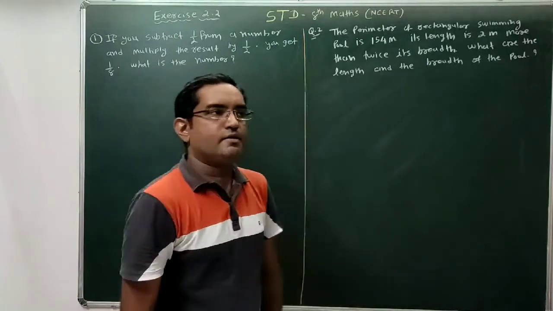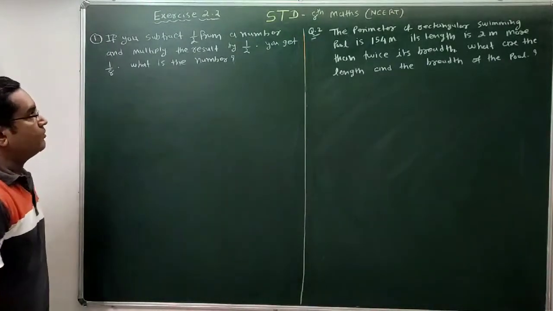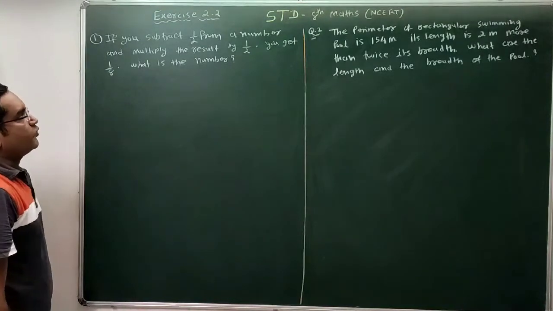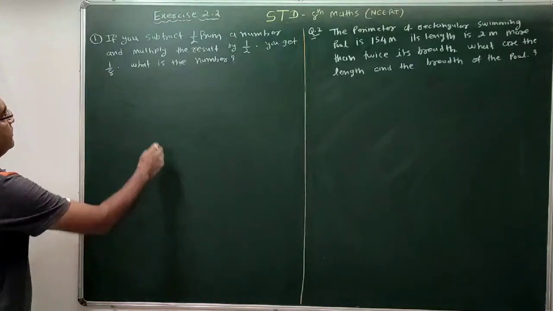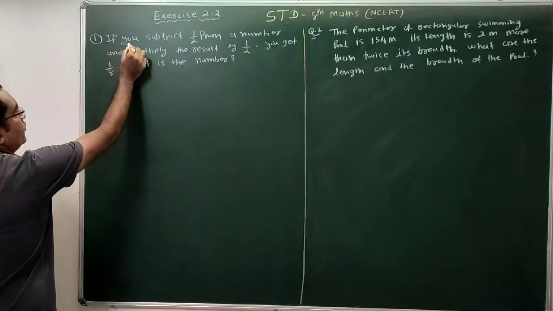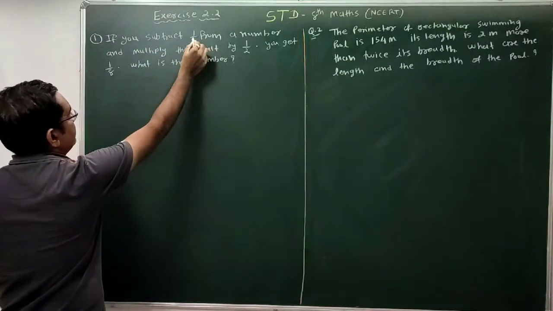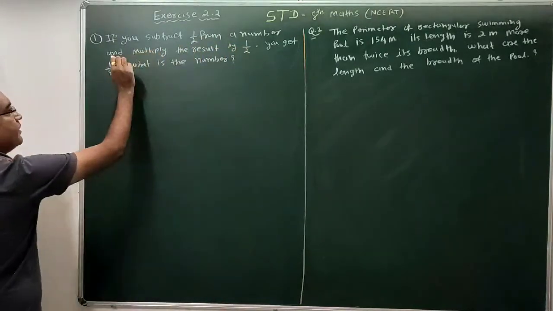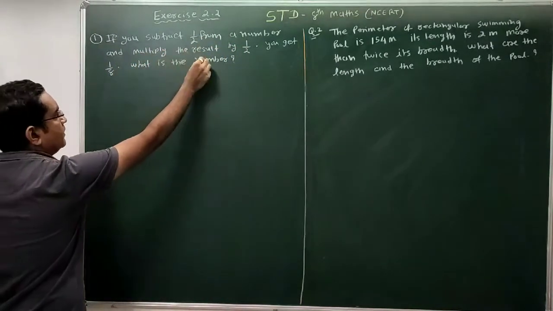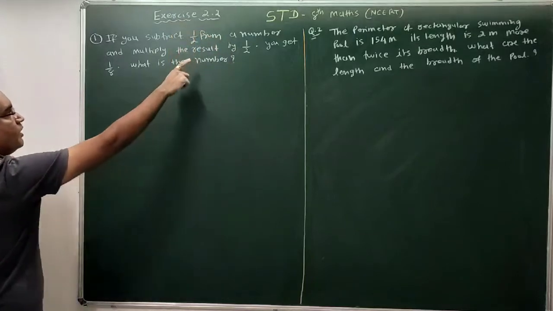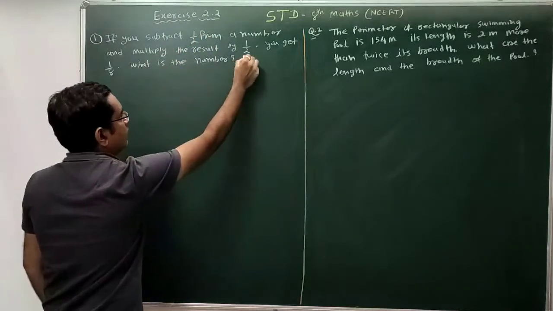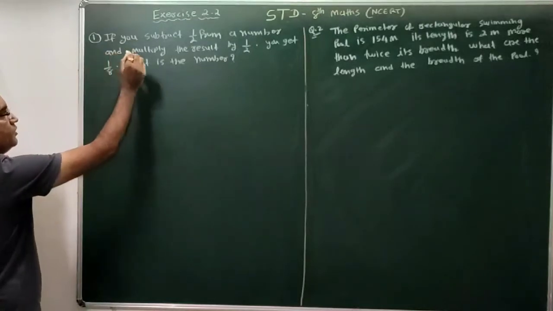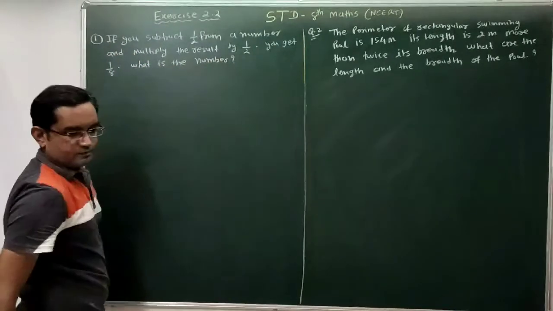Today we will discuss exercise 2.2 of chapter number 2, linear equation in one variable. So first question. In the first question we are given that if you subtract 1 by 2 from a number and multiply the result by 1 by 2, you get 1 by 8. 1 by 8 is your result. So what is the number?